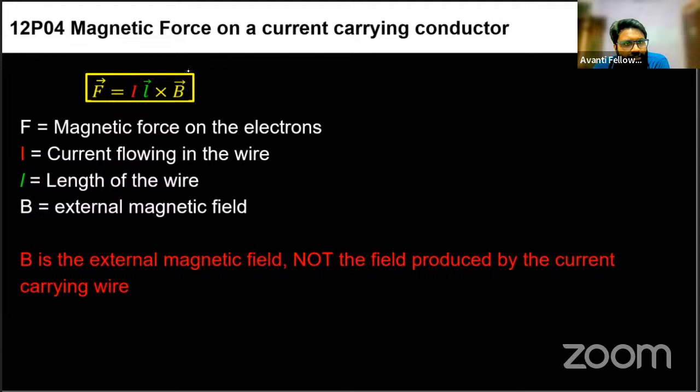Okay. So magnetic force, what is the expression? F vector is equal to I into L vector cross B vector. Now how to take this L vector, what will be the L vector, that will also be decided. And I am going to tell you there is a concept behind it, how to select this. Okay. So here, F is the magnetic force on the electrons. I is the current flowing in the wire. And L is the length of the wire. B is the external magnetic field. Okay.